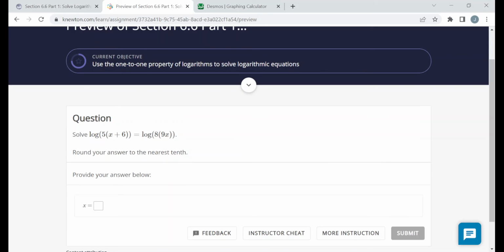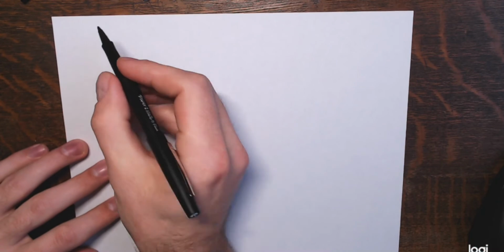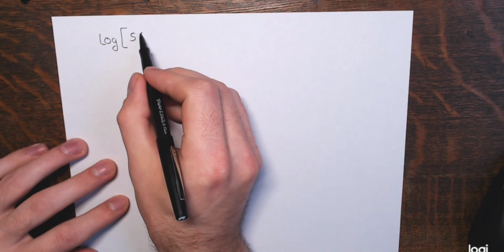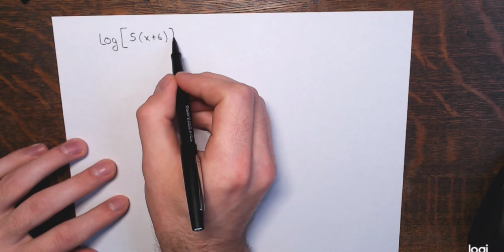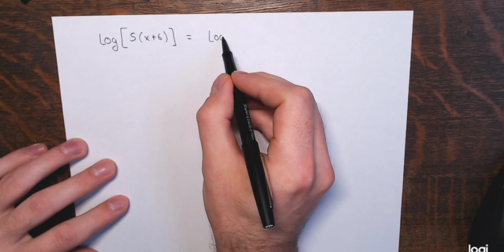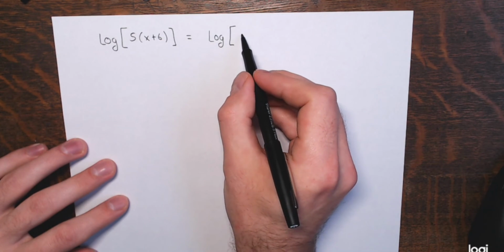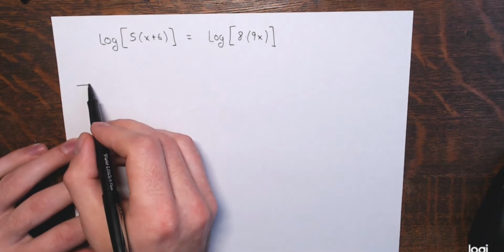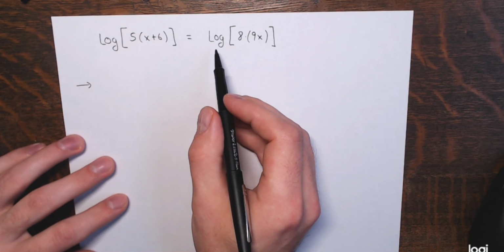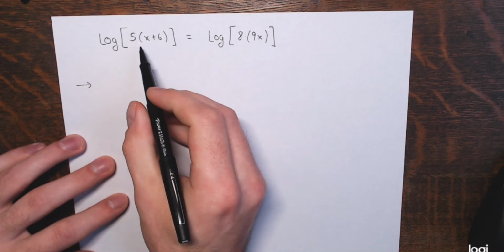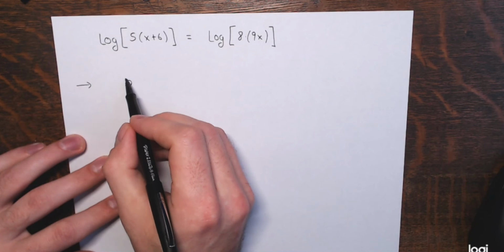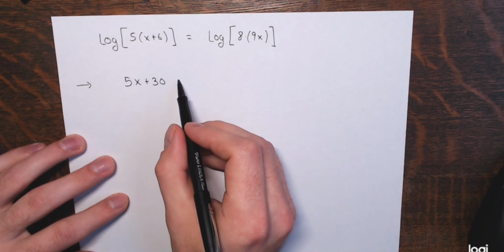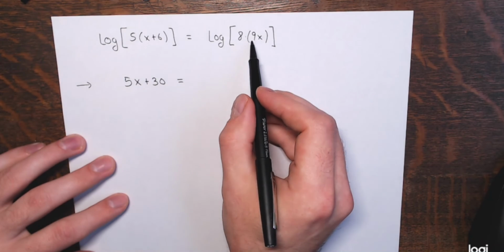Right, so back to the paper. On the left side, I have a log of 5 times the quantity x plus 6 equals the log of 8 times 9x. All right, so again, I can use the one-to-one property right away. It's already a single log equals a single log. So the inputs must be equal. So 5x plus 30, that's what I would get when I distribute the 5 here, must be equal. Now 8 times 9 is 72, that's 72x.